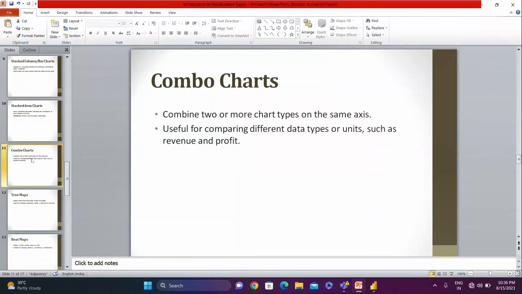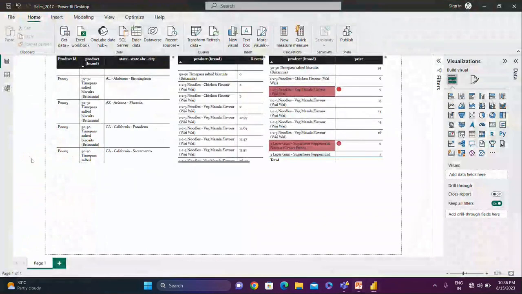It is useful for comparing different data types or units such as revenue and profit. So if in case you want to bring up some differences between the different type of units, you can utilize this thing. So I want to compare revenue and profit, so I can use my combo chart. This is how we have the combo chart over here. You can see that one is line and stacked column chart, and the another one is line and clustered column chart.